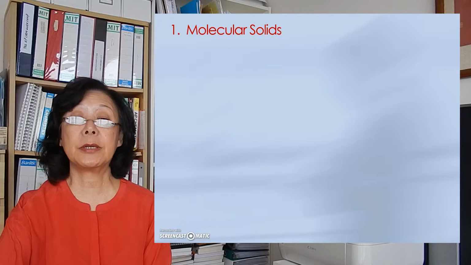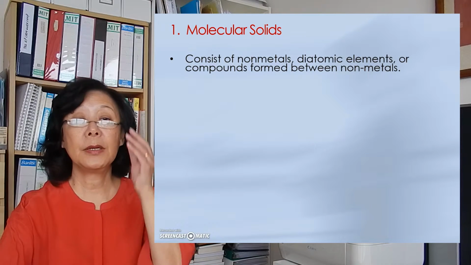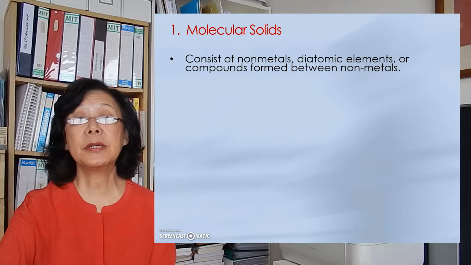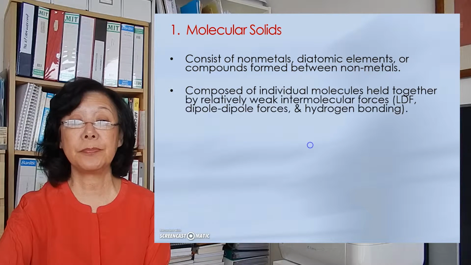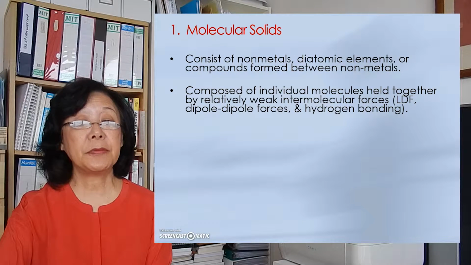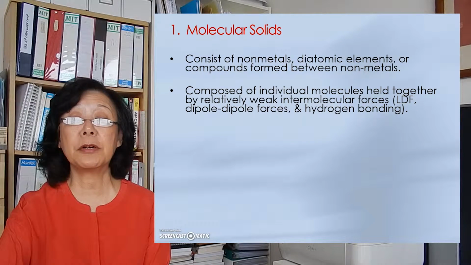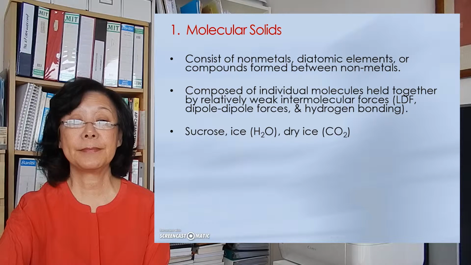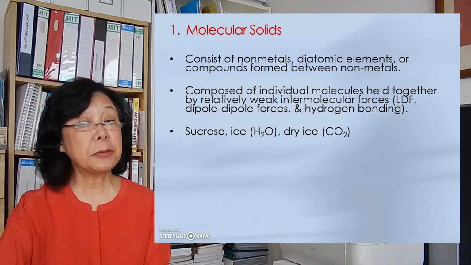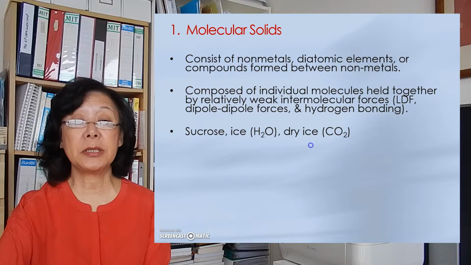First, molecular solids. They consist of nonmetals, diatomic elements, or compounds formed between nonmetals. They are composed of individual molecules held together by weak intermolecular force such as LDF, dipole-dipole forces, and hydrogen bonding. They are like sucrose, ice, or dry ice.